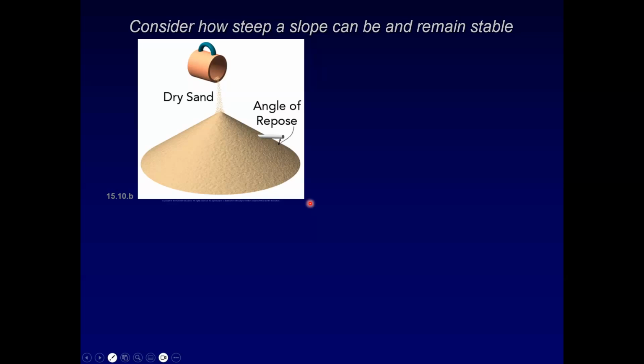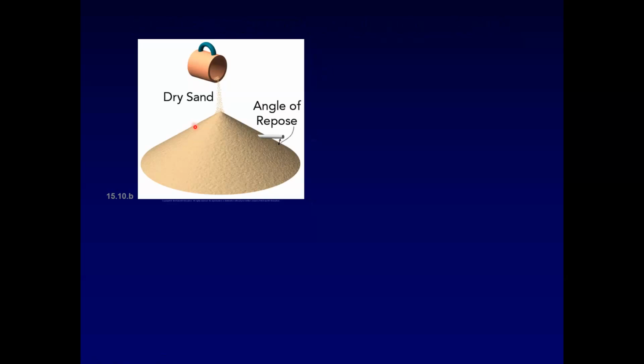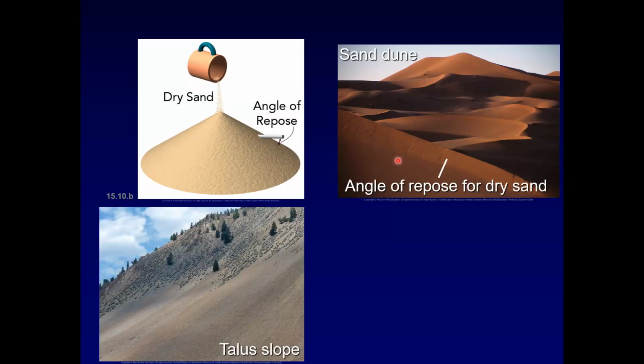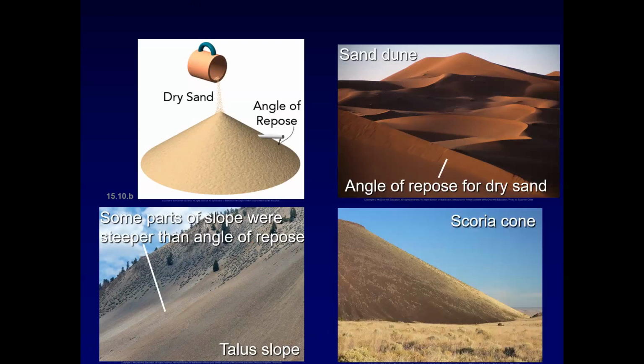What we have here is an angle of repose. There's a critical angle to which sand can be piled up before that sand just collapses down slope. So here's a sand dune. We have an angle of repose for dry sand. A talus slope: some parts of this slope were steeper than the angle of repose, so they continue to slide downward. And we see that as well with this scoria cone, where coarse material can have a steeper angle of repose before the slope fails.